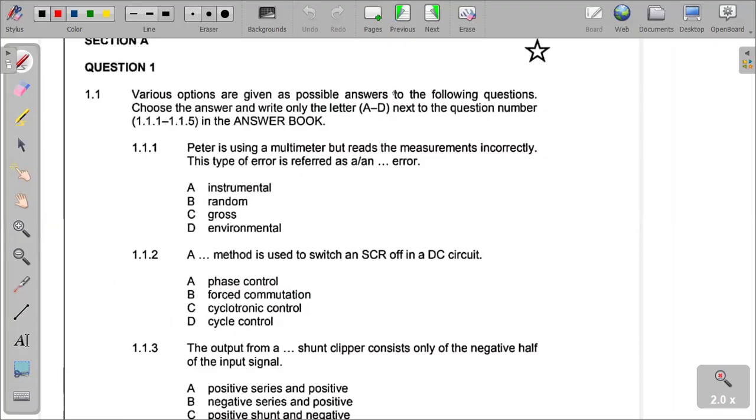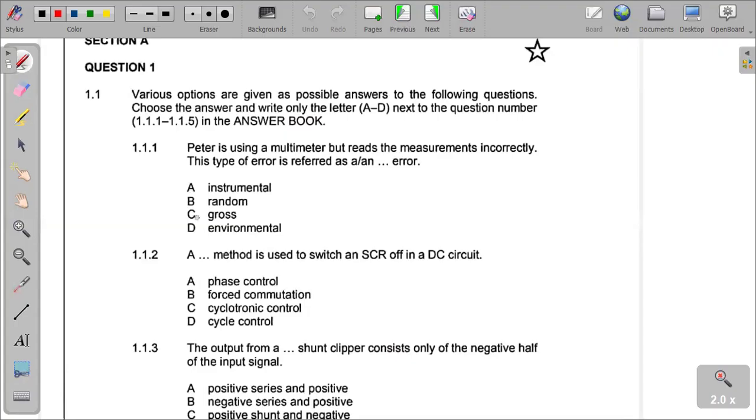1.1 is saying various options are given as possible answers to the following questions. Choose the answer and write only the letter A to D next to the question number, 1.1.1 to 1.1.5, in the answer box. So 1.1.1 is saying Peter is using a multimeter but reads the measurements incorrectly. This type of error is a dash error. That's a gross error because it's also called a human error. So our answer is C.